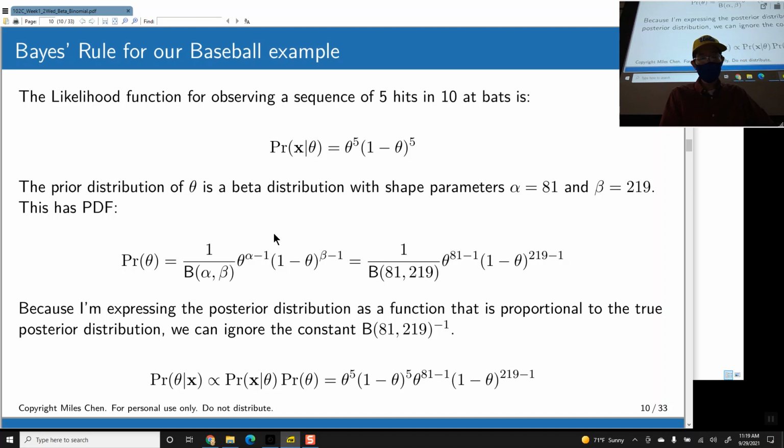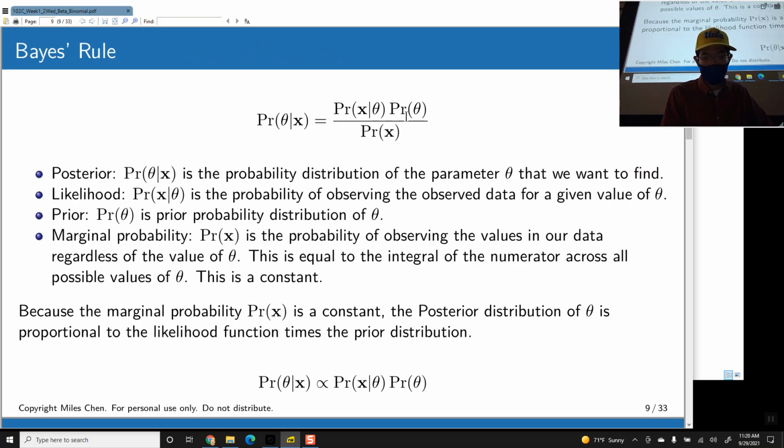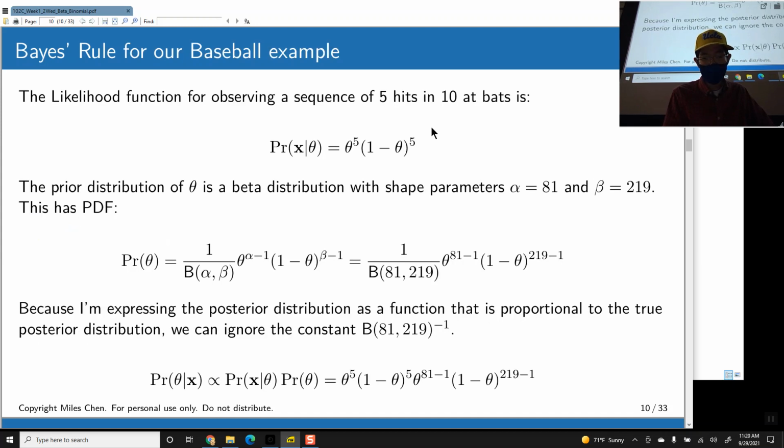So the prior distribution, we had already talked about this. We're going to plug in these numbers, 81 and 219. We have this. And again, if we just look at the numerator, we're going to take the likelihood, theta to the 5 times 1 minus theta to the 5, and multiply it by the prior distribution. And the prior distribution is this whole thing.